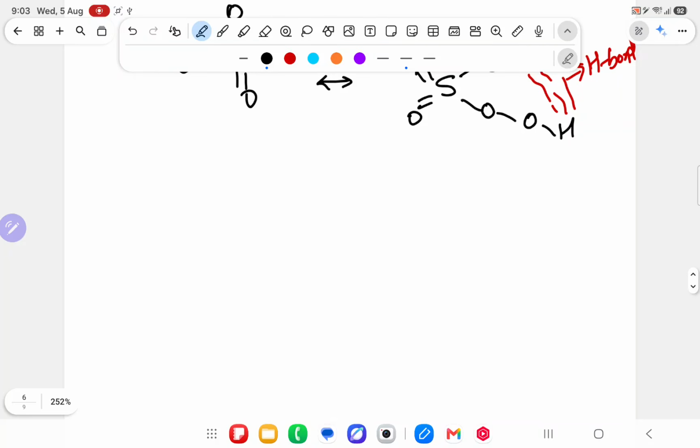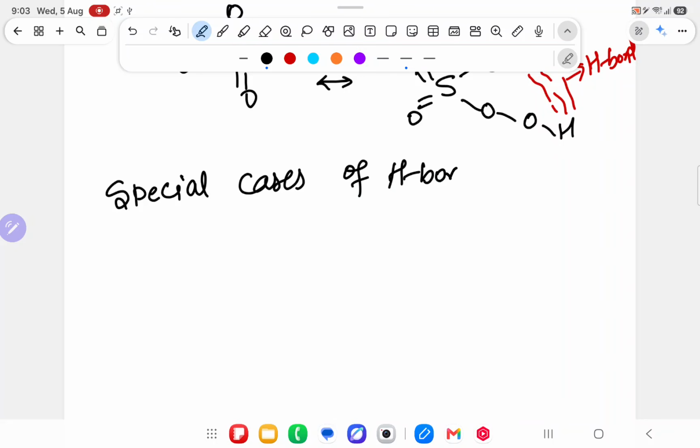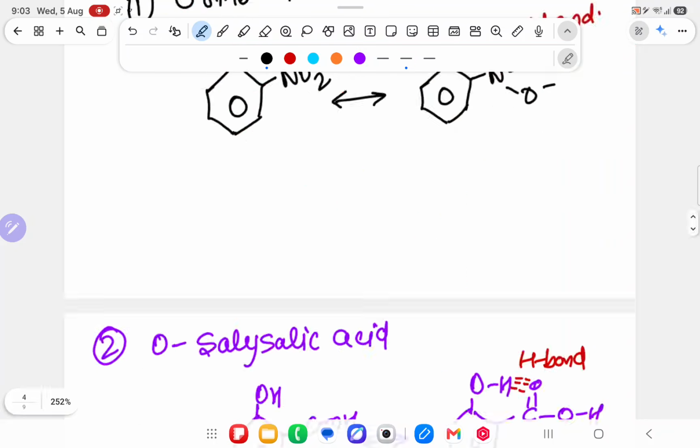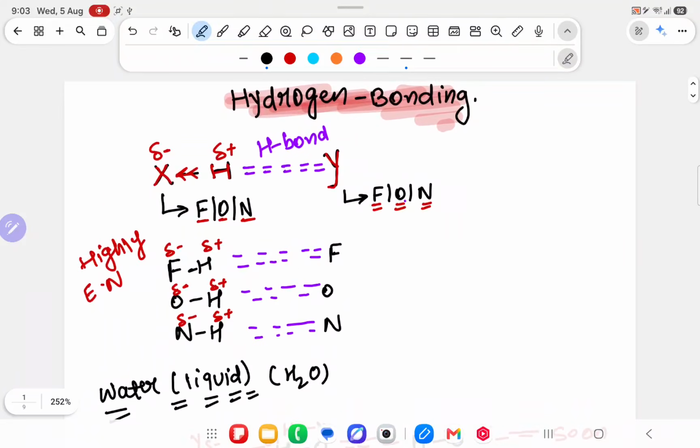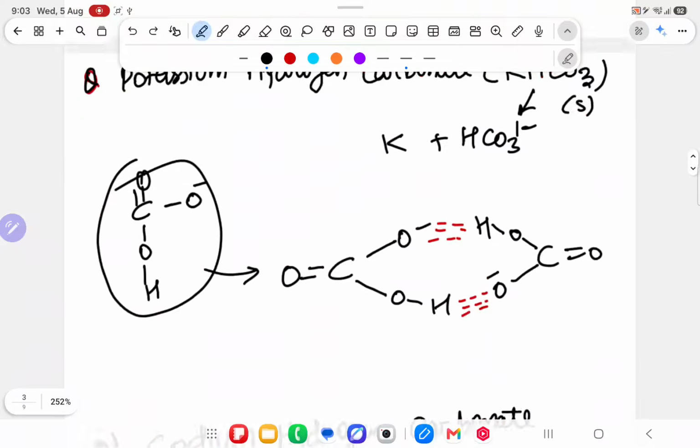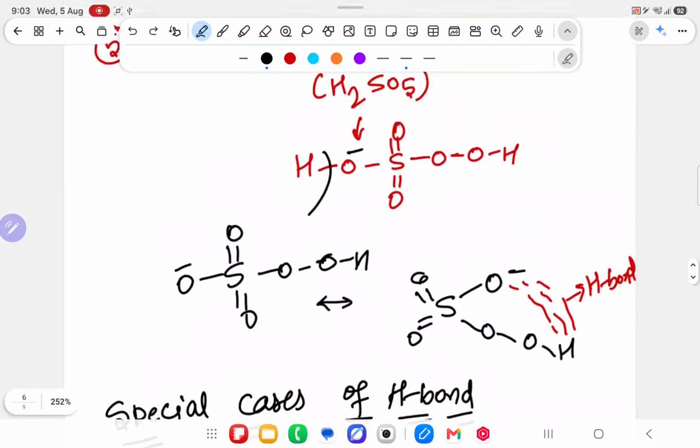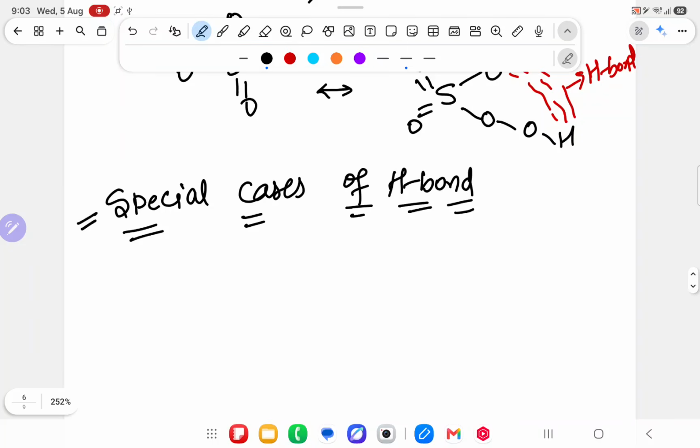Now some special cases of hydrogen bond. Sir, why have I written special cases? In the beginning what I dictated is that a hydrogen bond will form only when X-H...Y, where X will be FON and Y will be FON, meaning fluorine, oxygen, nitrogen. But some special cases are there. If fluorine, oxygen, nitrogen is not there, still it will form, and they are also fixed.